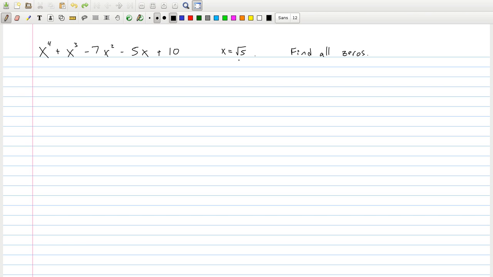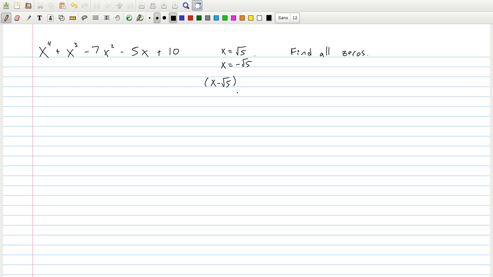Show that x equals radical 5 is a zero of this polynomial, and use that result to find all zeros of the polynomial. First, note that this polynomial has all rational coefficients. That means that if x equals radical 5 is a zero, then its conjugate, negative radical 5, is also a zero. Rephrasing this in terms of factors, if x equals radical 5 is a zero, then x minus radical 5 is a factor.